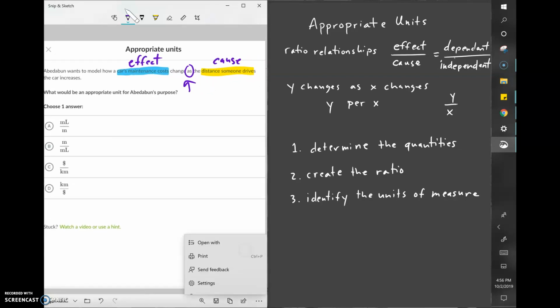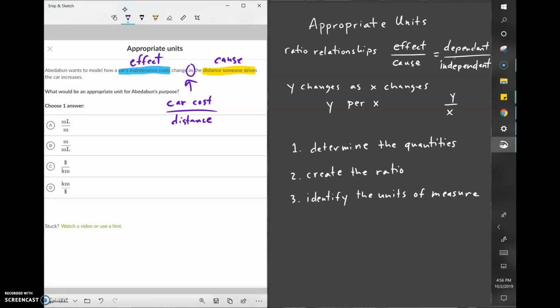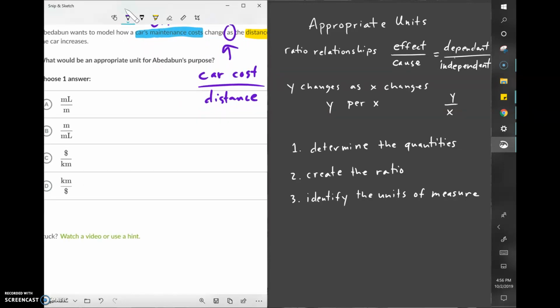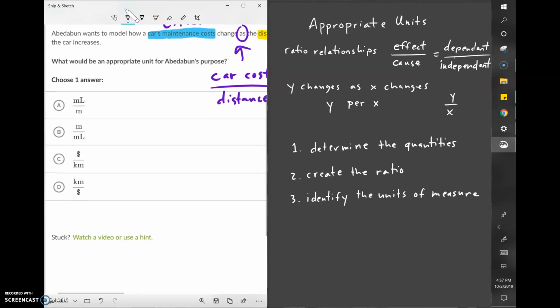Now that we've got that, we can go ahead and formulate the ratio, which is car's cost, so car cost over distance. The cause always goes in the denominator and the effect is always in the numerator, and you can kind of see that over in the notes. Now we're just looking for step 3, which is identify how we would measure car cost.